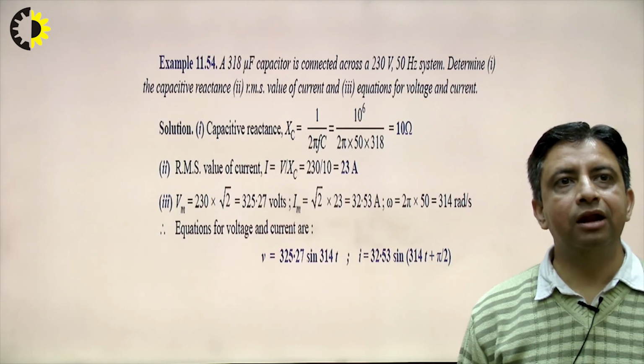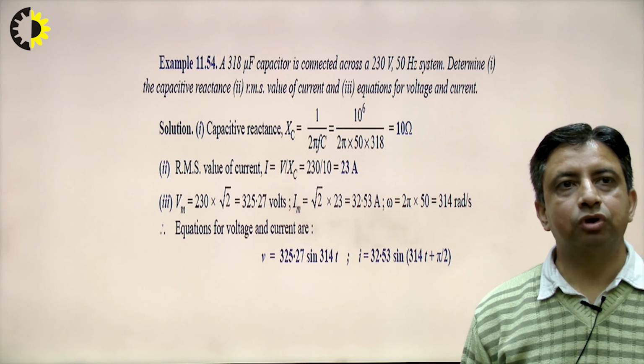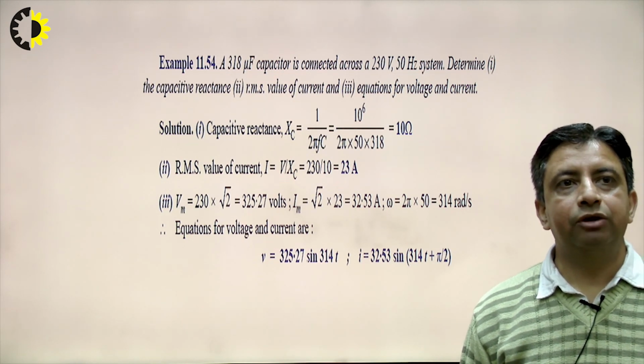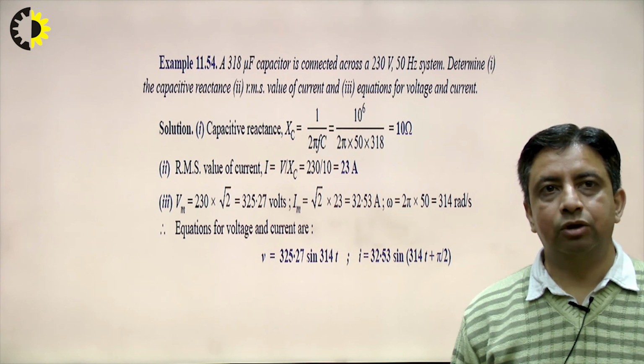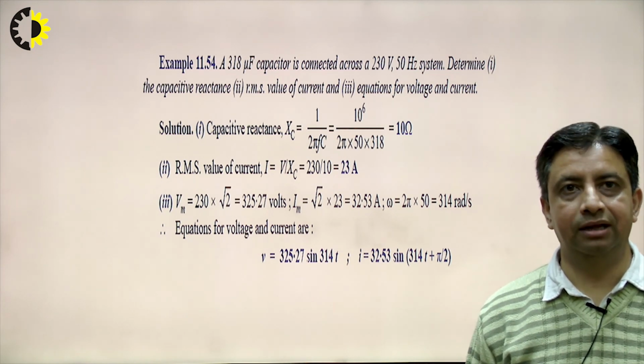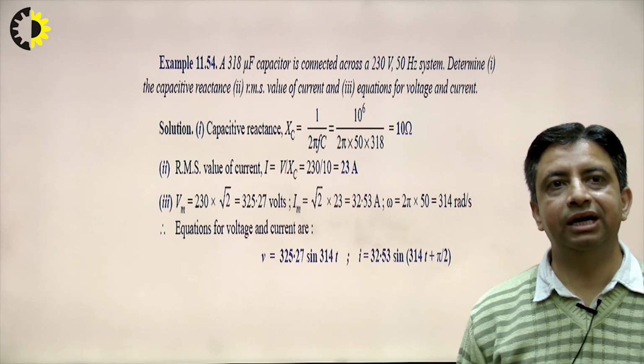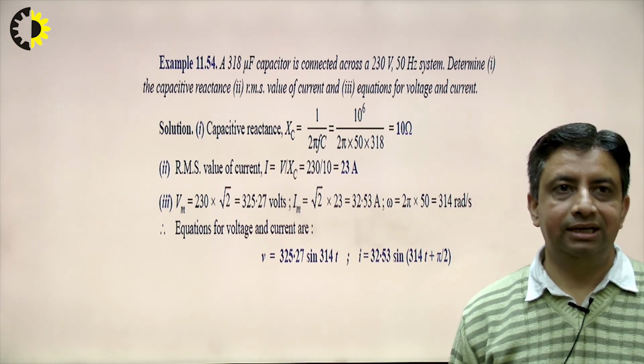Now, we will try to solve one numerical related to this. A 318 microfarad capacitor is connected across a 230 volt, 50 hertz supply. Determine the capacitive reactance, RMS value of current and equation for voltage and current.